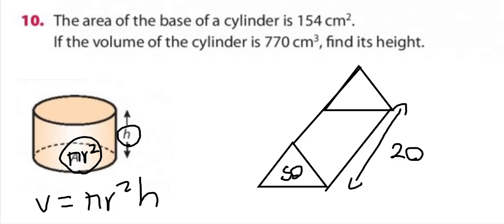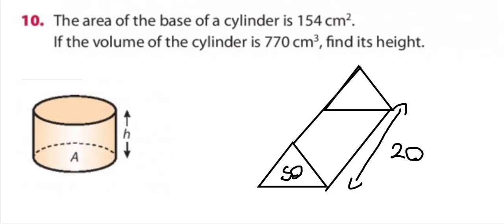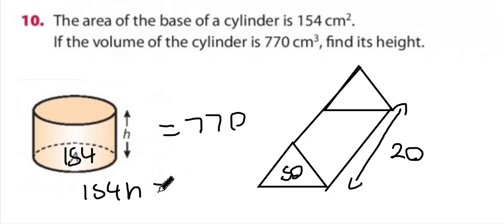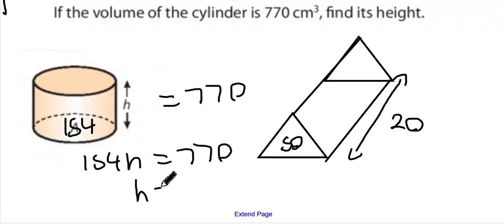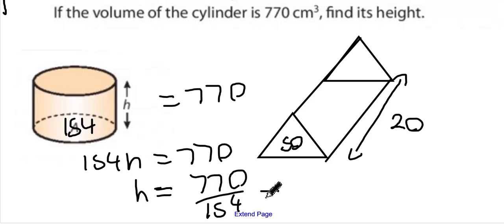But in this question, we're already given the area on the bottom, aren't we? What's the area on the bottom? 154, yeah? We already know pi r squared, and the answer is 770. So 154 times h is 770, and then you divide 770 by 154. Anybody have any questions or have the answer for this? You got 5 centimeters? Okay, we all good?